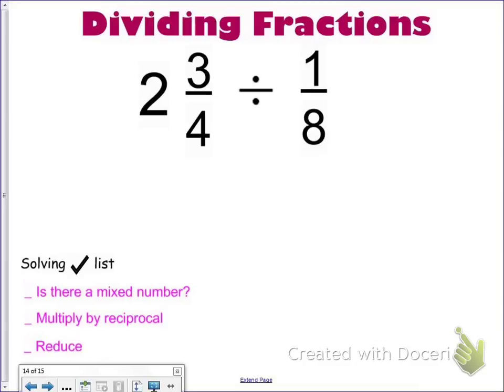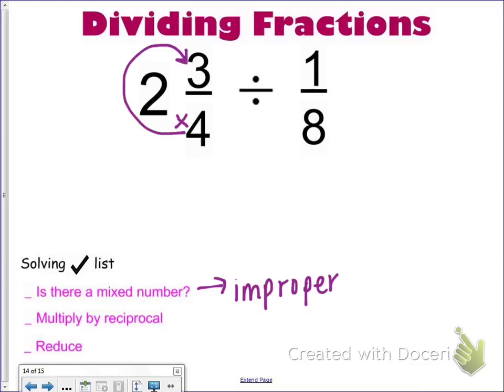So what we have to do first is, if you look at your notes down here, determine if there's a mixed number, which there is. In order to change this mixed number into an improper fraction, just like I've shown you in all the other videos, you do the big C method, where you multiply the denominator by the whole number and you add the numerator. 4 times 2 is 8. Plus 3 is 11, and you keep your old denominator.